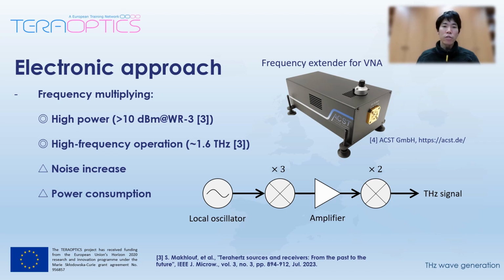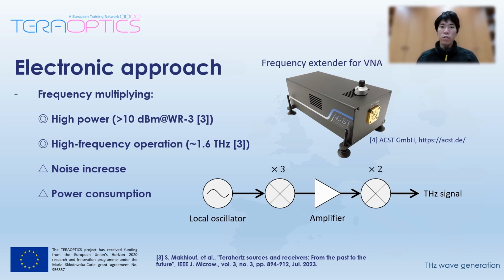In another electronic approach, frequency multiplying is a commonly used technique to generate high-frequency terahertz signals. By doubling or tripling the frequency of local oscillator signals and using additional amplifiers, high power and high frequency operation in a relatively broadband frequency range is possible.